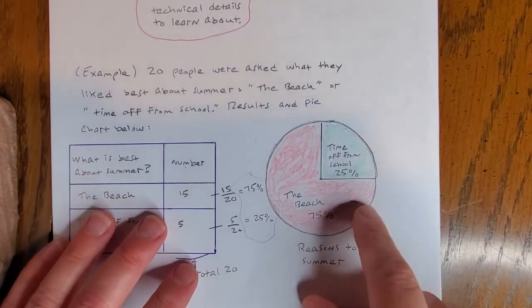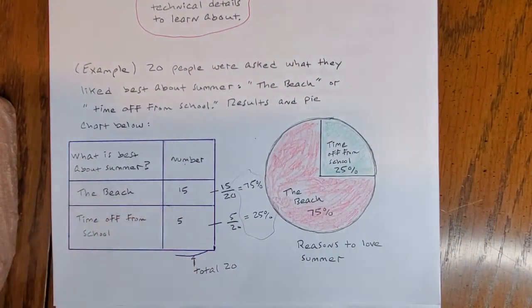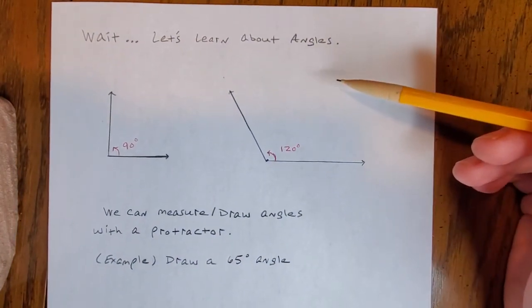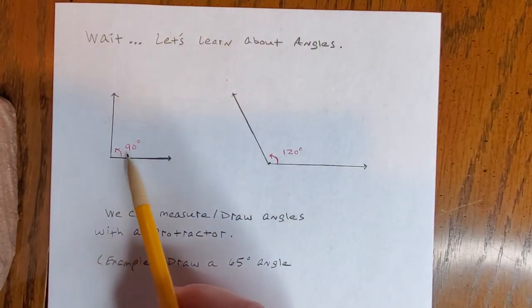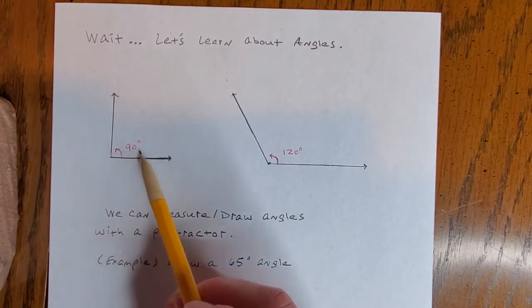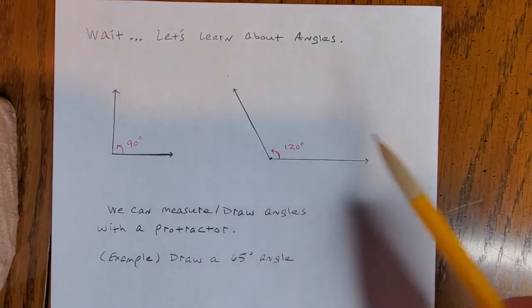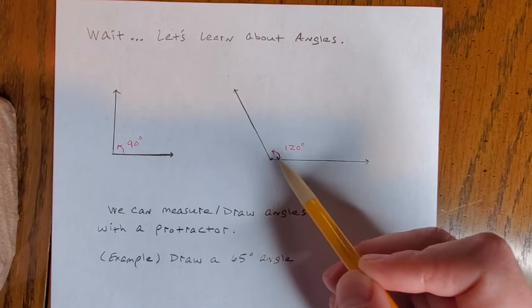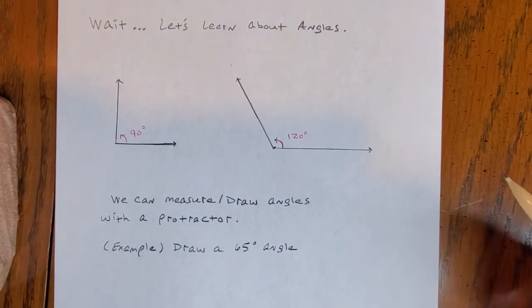If we're going to make a pie chart, or if we're going to recognize whether one is actually accurate, then we need to know a little bit about angles. So let's take a break real quick and talk about angles. This corner right here is a 90-degree angle, okay? And this rotation from this line to this line, that's 120 degrees.